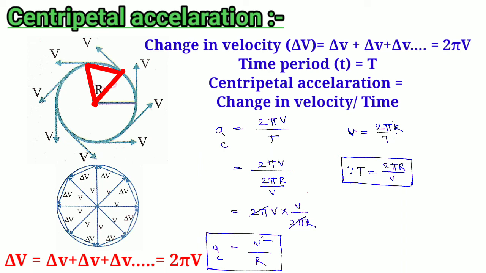T can be written as distance by speed, T is equal to 2 pi r by v. If you substitute the T value in the above equation, we get 2 pi v by 2 pi r by v, that is equal to 2 pi v into v by 2 pi r. 2 pi cancelled, so we get a_c is equal to v square by r.